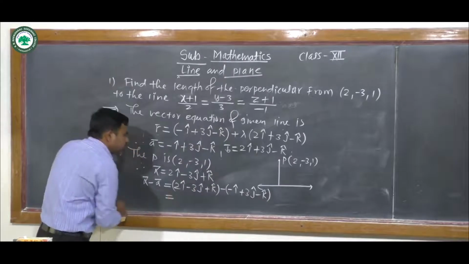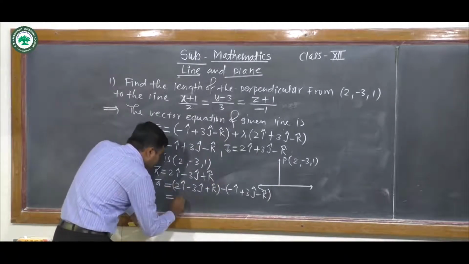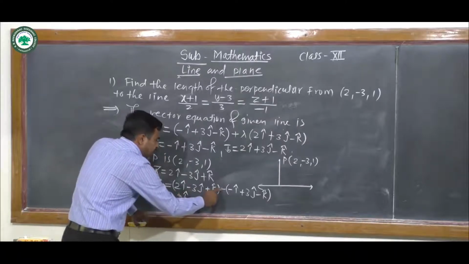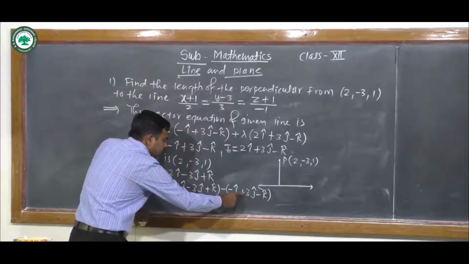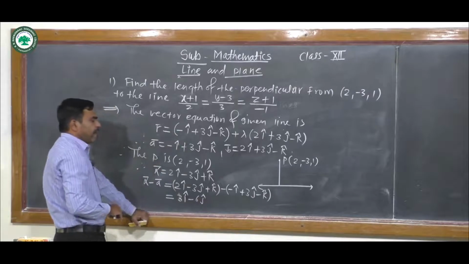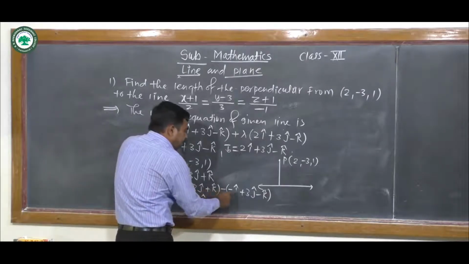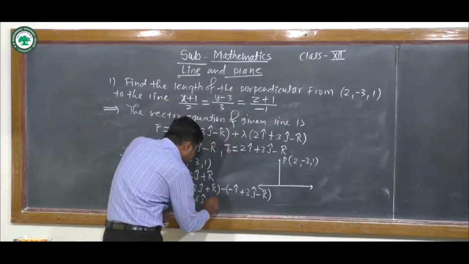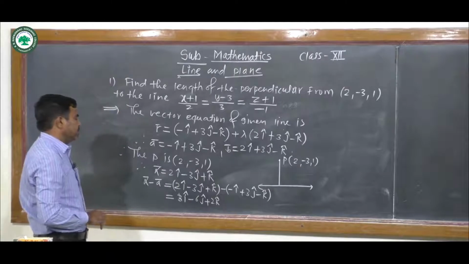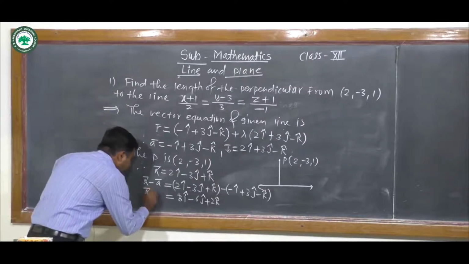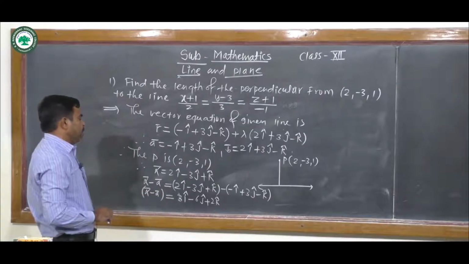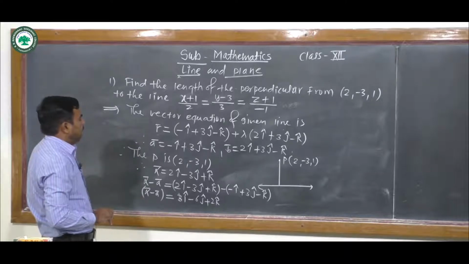So take the subtraction of these two vectors. It is 2 minus minus becomes plus, so 3i cap. Then minus 3j cap and minus plus becomes minus, so minus 6j cap. Now k cap minus minus becomes plus k cap, that is 2k cap. So this is alpha bar minus A bar: 3i cap minus 6j cap plus 2k cap.